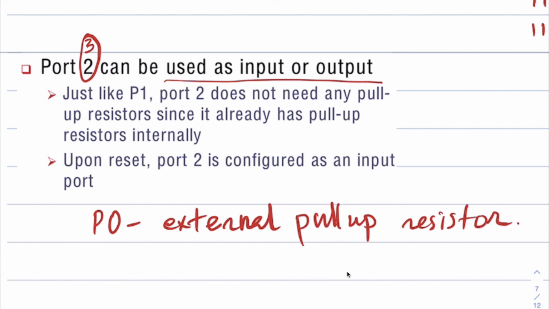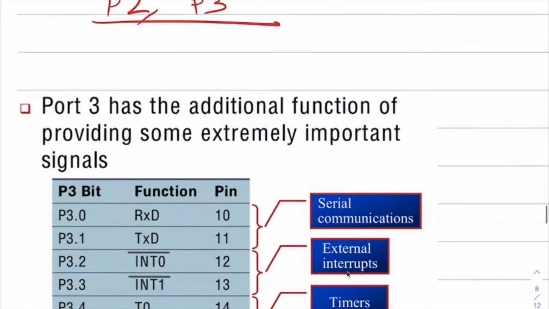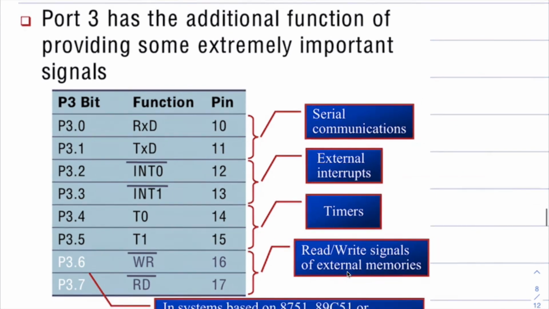To write something to the port, we need to write 0 to the port first. To read something from the port, we need to write FF to the port before reading. This has to be taken care of for port 2 as well as port 3. So we have seen all the ports. Port 3 has some additional functionalities other than a simple input output port. This additional functionality is mentioned here.